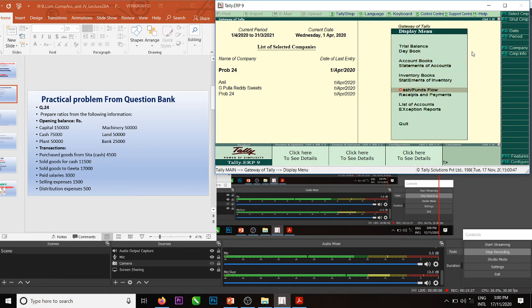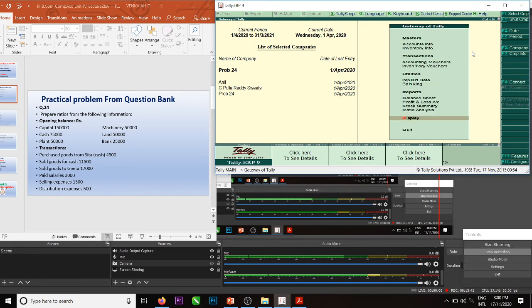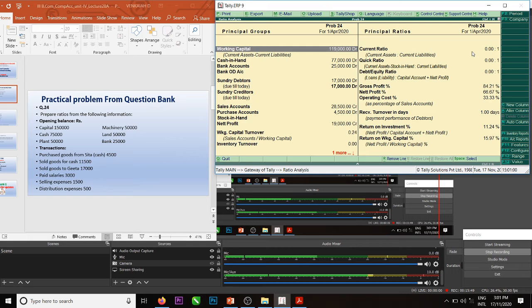Statement of accounts, inventory, cash flow. In the problem, it was given ratio analysis, I think. Control Q to go back. Look at the ratio analysis. All the current ratio, quick ratio, debt equity ratio, all are calculated and showed for us. Okay.